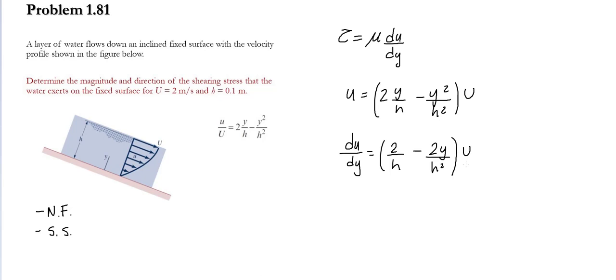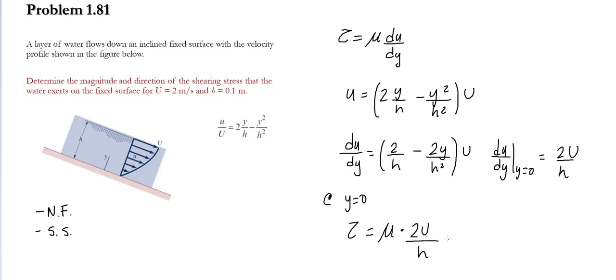So we need to evaluate the amount of the shear stress at the surface. That means that we evaluate tau at y equal to 0. So we evaluate du/dy at y equal to 0. Notice that this term remains 2 over h. The second term is multiplied by y, which becomes 0, so it goes away. So at y equal to 0, the shear stress is simply mu times 2U over h.